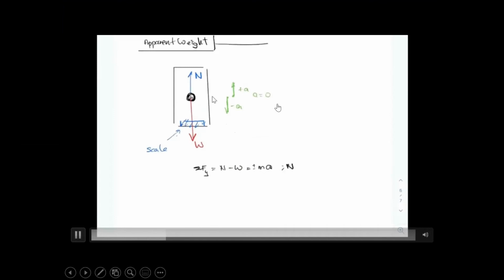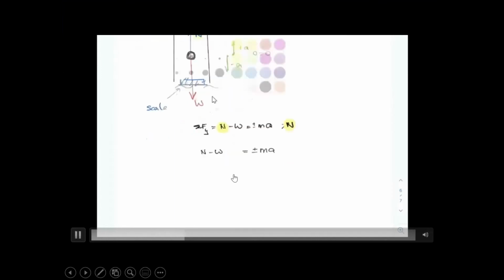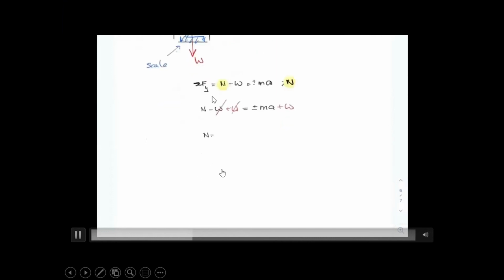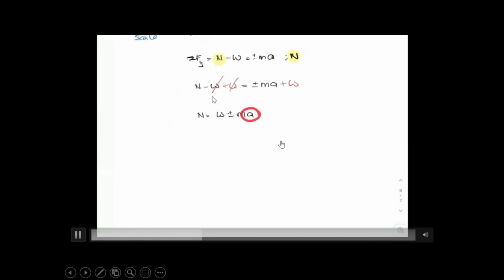All right, so the apparent weight is what we're looking for. The apparent weight in this case is going to be the normal force, N, that we're looking for. So this is our formula, N minus W equals M A. Add W to both sides, and that's it. That's the final equation. So your apparent weight is on the left-hand side. So how much you appear to weigh depends on the acceleration of this mass. If the acceleration is in the upward direction, you will weigh more. If the acceleration is in the downward direction, acceleration of your mass is going to get subtracted from your weight, so you're going to weigh less.